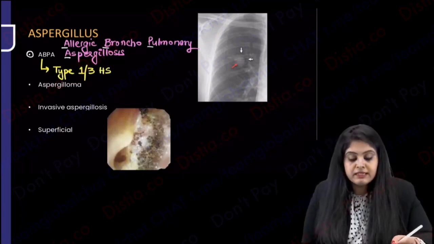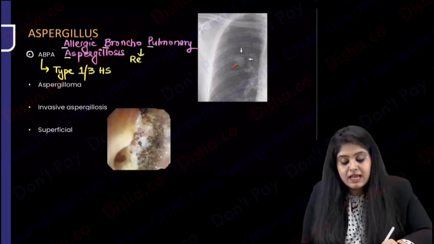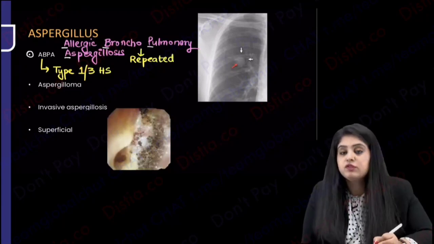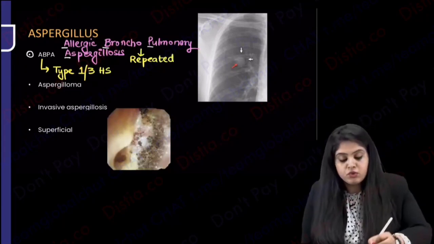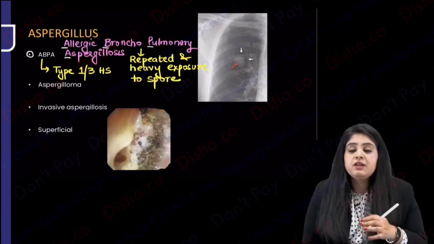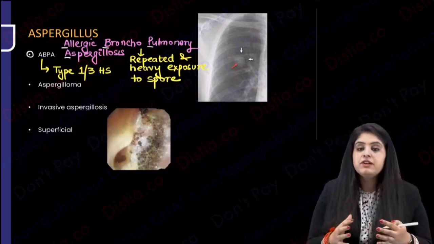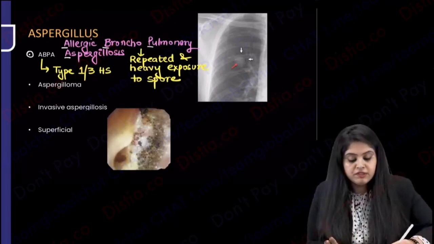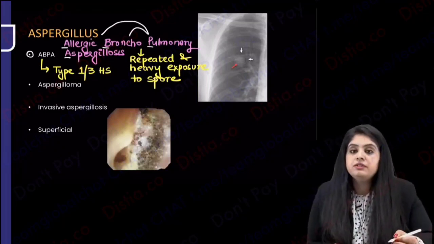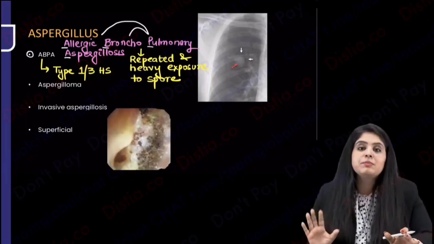Point number 2 is, why is this patient having this condition? Because whenever there is repeated and heavy exposure of the spores, see, allergy always happens after repeated exposure. If there is a repeated and heavy exposure to the spores, that is when this condition is going to happen. So ABPA, very common question asked, and the examiner is quite smart. He doesn't write the word ABPA. He will rearrange the words. He will say bronchopulmonary allergy. So the word aspergillus has been removed. So even if ABP is mentioned, you should know it's a part of ABPA.